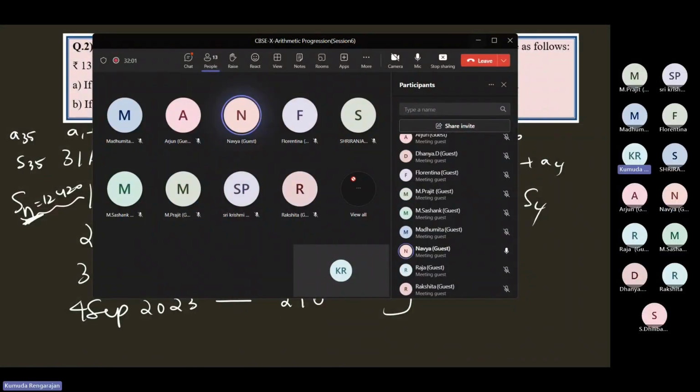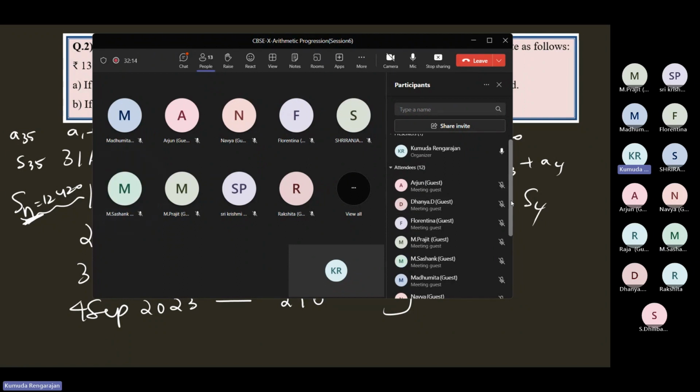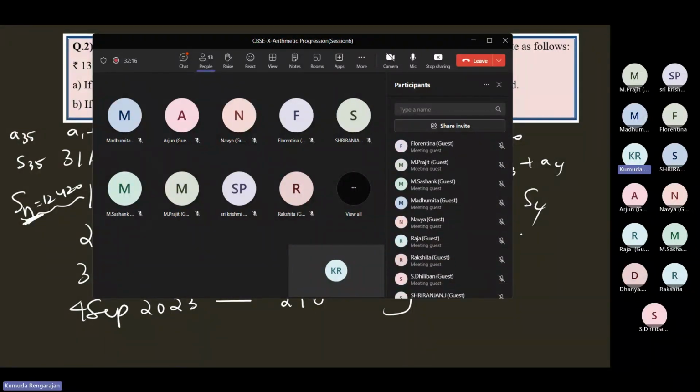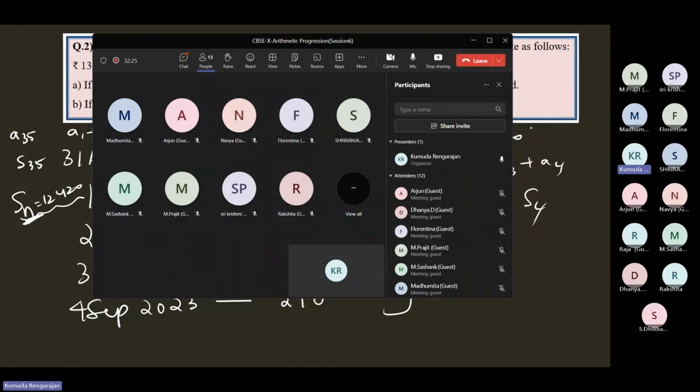S35. Okay. Navya and Prajit say S35. Okay, what do you think A35 represents? Ma'am, the penalty which has to be paid for only the 35th day. Exactly. So A35 will give us the penalty to be paid only for that day, the 35th day.